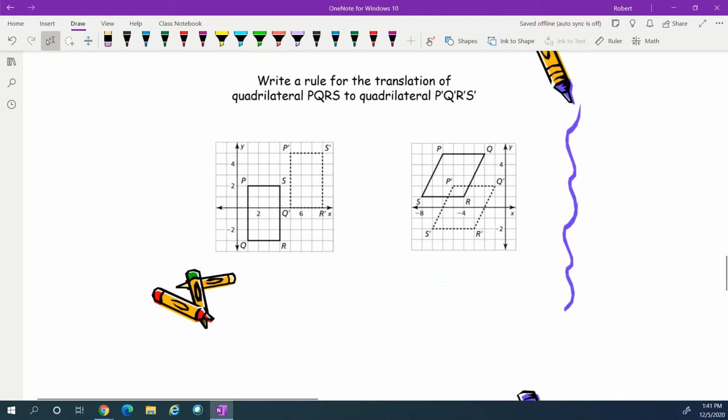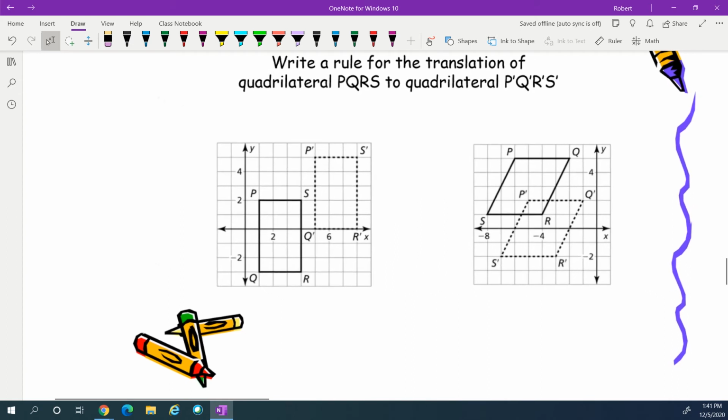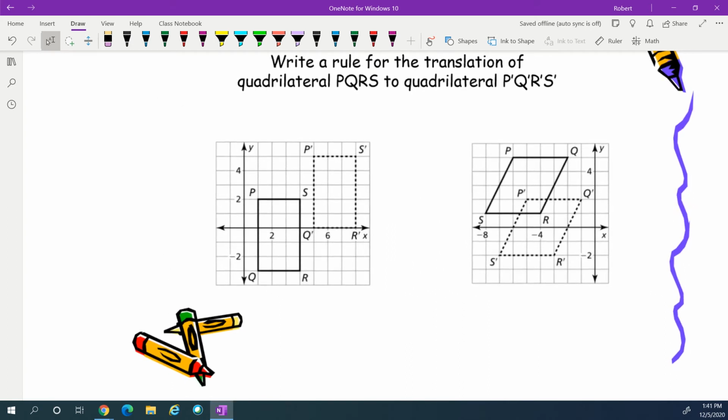Let's take a look at how to write these rules. So we can see our quadrilateral. We need to identify which is the original and which is after the change. Prime indicates change. So P is the original, P prime is the new after the change. Q is the original, Q prime is after the translation. We're asked what rule was applied here. Write the rule for the translation.